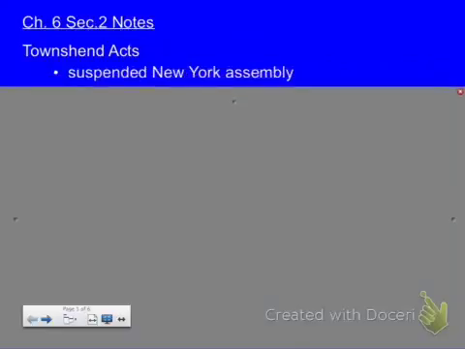The colonists had not been housing the troops. They weren't following the Quartering Act. And so they said, okay, we're going to suspend your assembly. You are not going to be allowed to meet with your groups, with your committees and whatnot, until you start housing the troops. Okay, what else did it do?